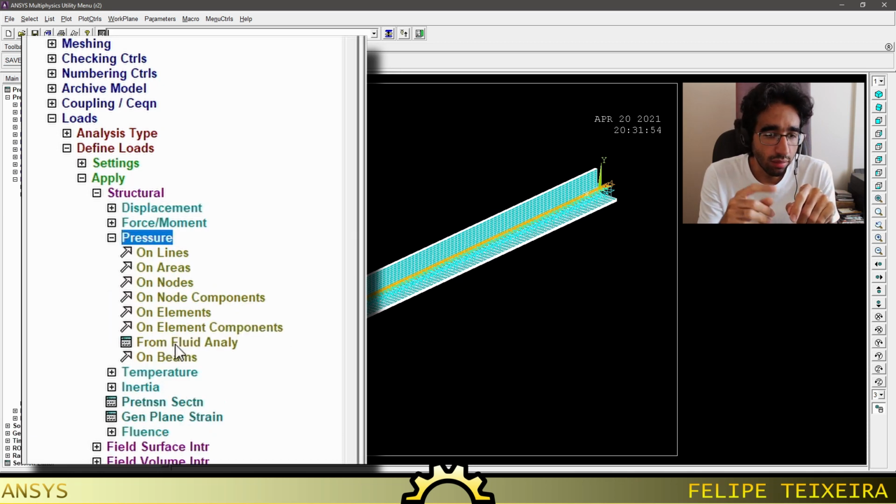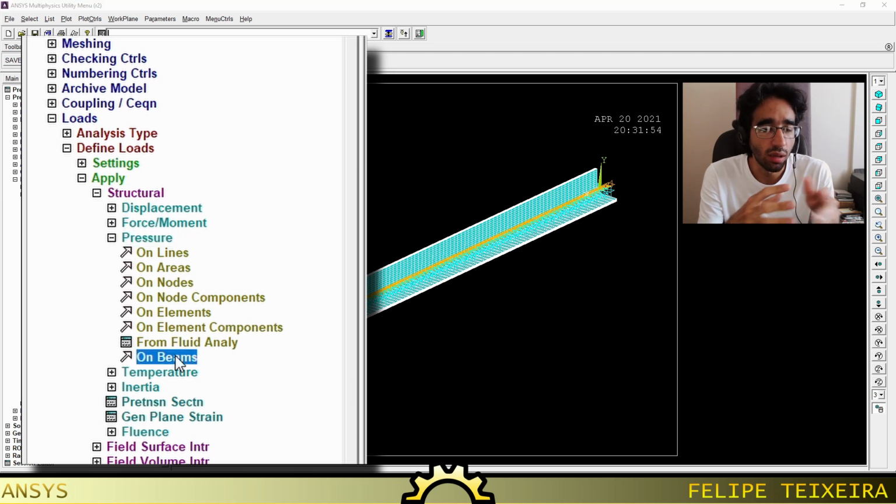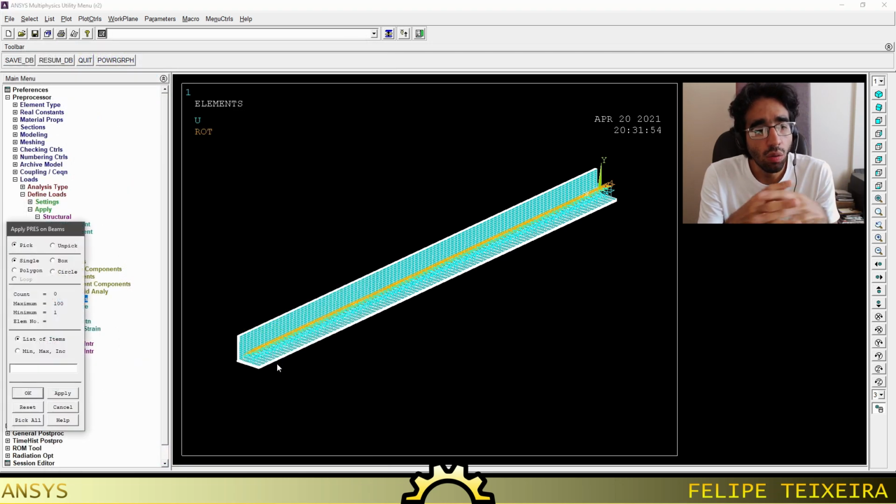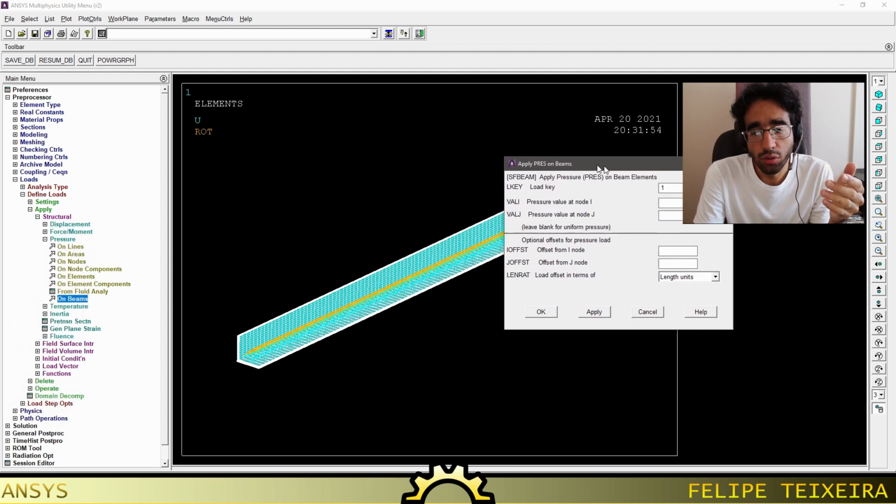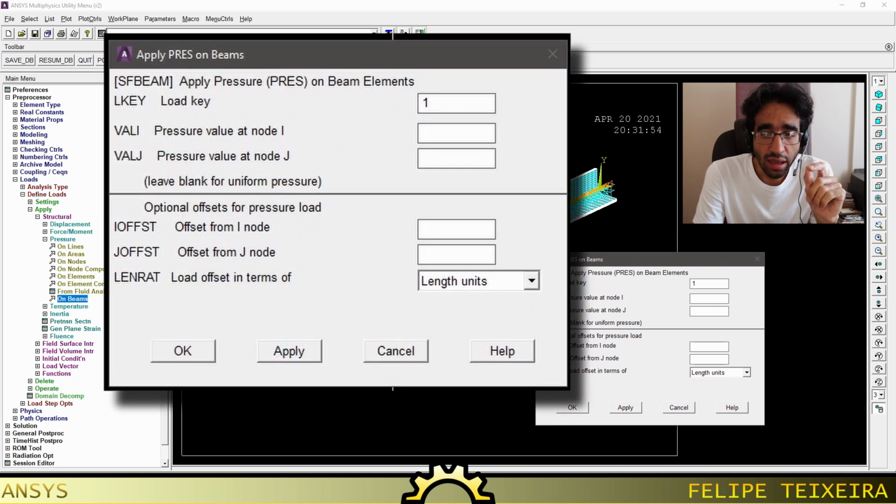Instead of selecting each one of the 100 elements by clicking on them, I'm going to click Pick All in the selection window. So this new window pops up. This is the window I need to fill to introduce the loads in my model. But right at the beginning, ANSYS is asking me for a value which I'm not familiar with. I mean, here I expected only to give ANSYS the value of the load. So I was only expecting to have to type somewhere in some box the number 5,000, which is our load, 5,000 newtons per meter. But ANSYS is asking me for a load key. So what is a load key?